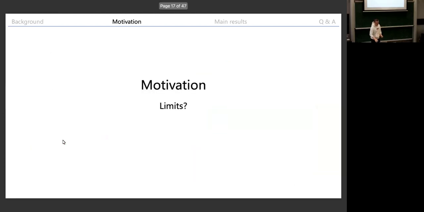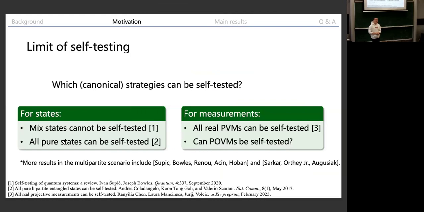So this is the issue of the definition of self-testing. And for the limit of self-testing, we are really interested in what kind of strategy can be self-tested, right? And since a strategy always consists of states and measurements, this question can be broken down into two parts: what states can be self-tested, and what measurements can be self-tested. The question for states is, I would say, answered rather completely, because on the one hand we already know that mixed states cannot be self-tested, and on the other hand we know that all pure bipartite states can be self-tested.